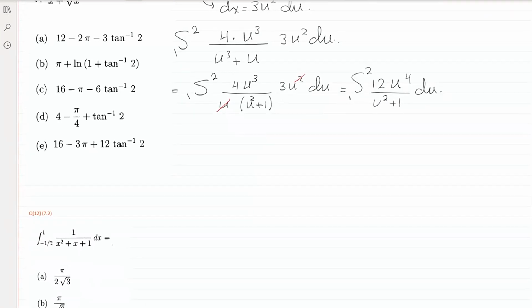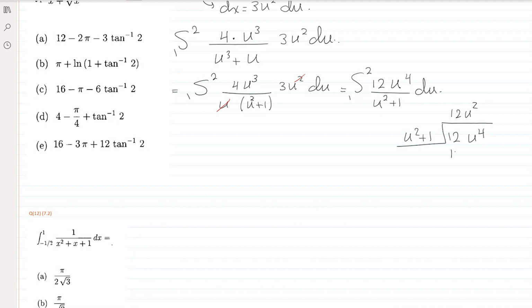Now you look that you have a fraction with numerator much larger than denominator. This is polynomial over polynomial, but the numerator is greater than the denominator. So you use long division: 12u^4 over u^2 + 1. It will be 12u^2.